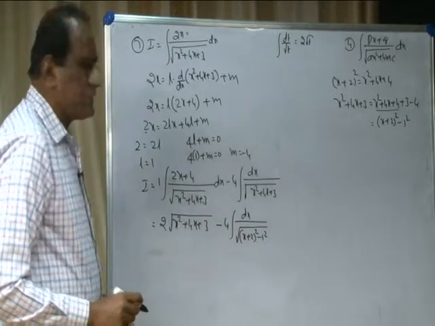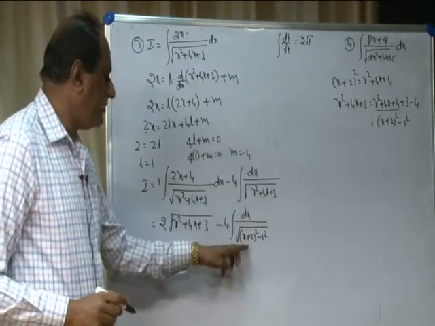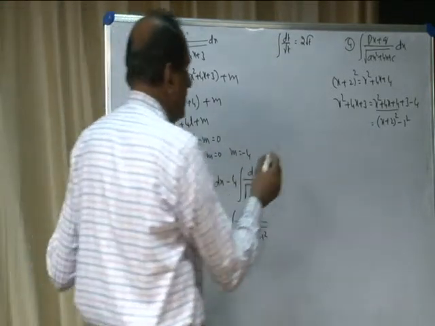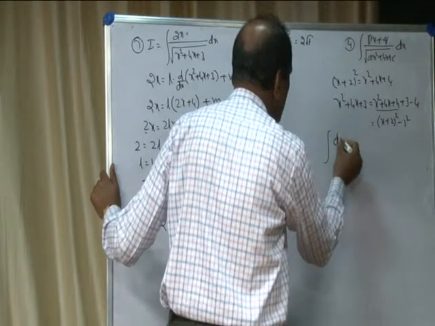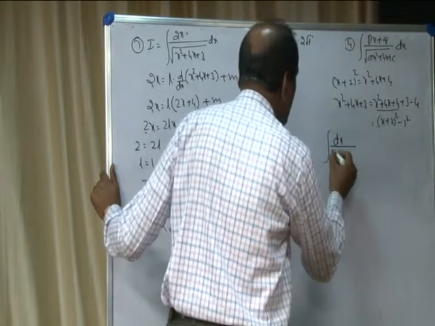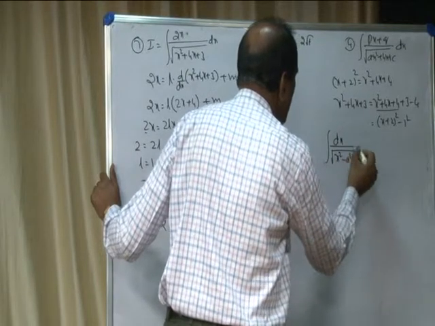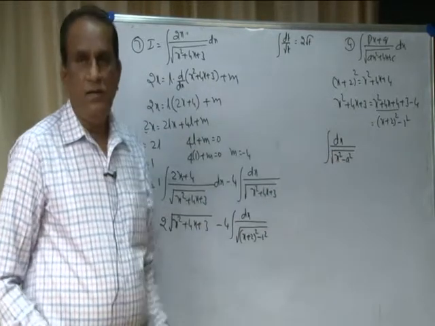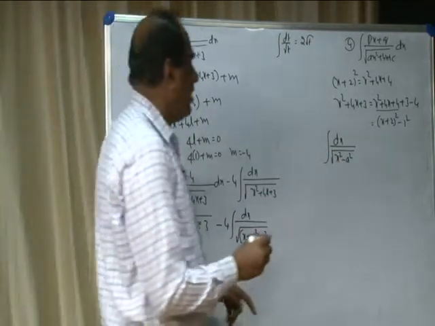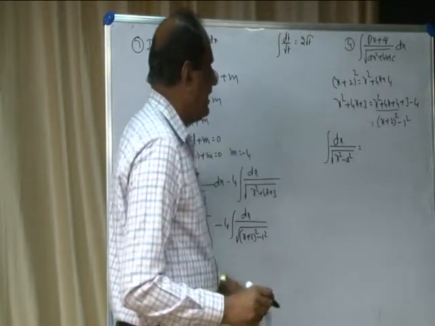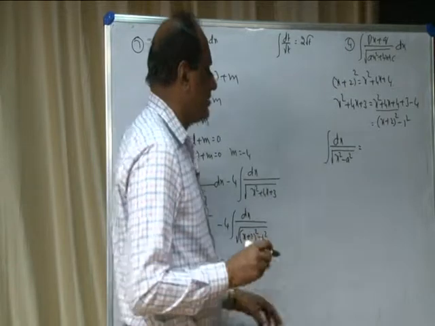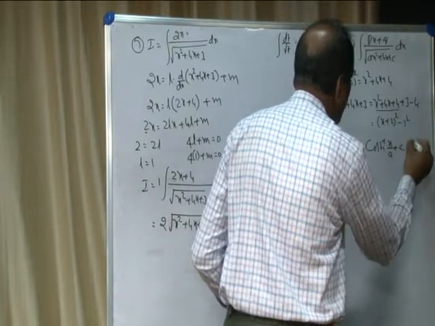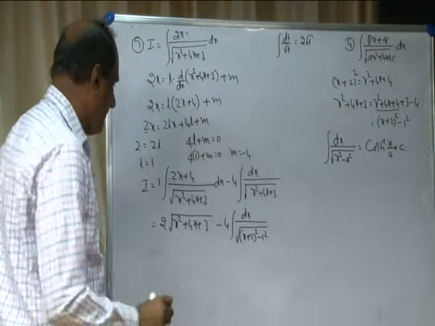How to integrate the second integral, that is minus 4 into dx by root of (x plus 2) whole square minus 1 square. Now this is of the standard form, that is dx divided by root of x square minus a square. So this is one of the 7 standard forms that I explained previous to this topic. Now what is the result? Integration of dx by root of x square minus a square is cos h inverse x by a plus c.